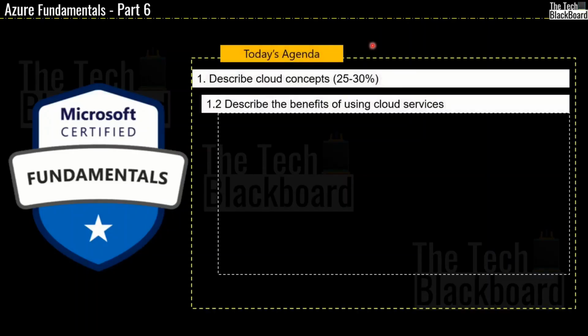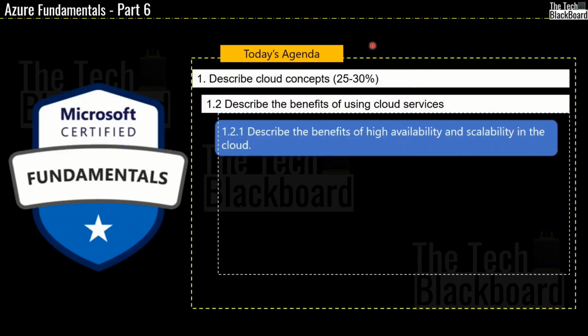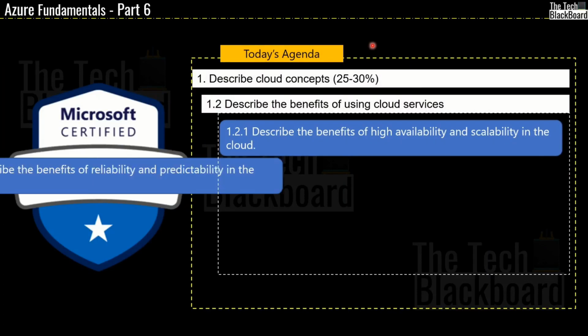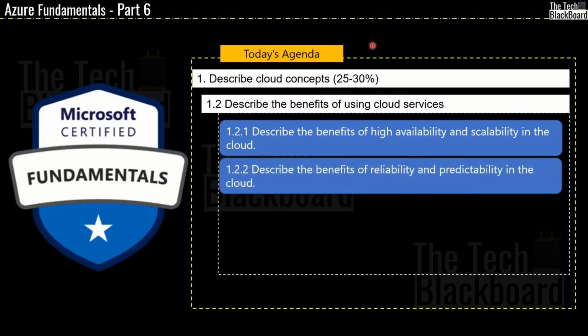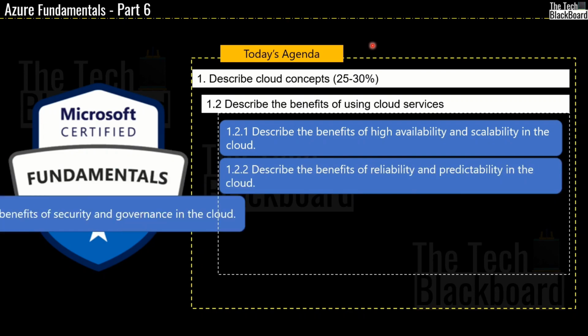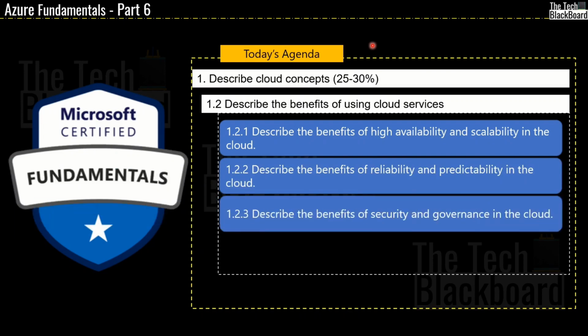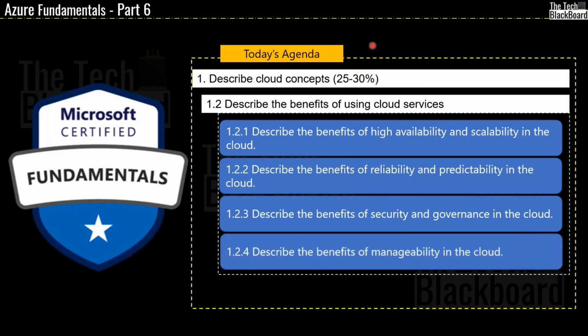Today in this part 6 of Azure Fundamentals, we are going to understand the benefits of using cloud services. But before that, let's look at the agenda for today in a little bit more detail. In today's episode, we are going to describe the benefits of high availability and scalability in cloud. Then we will describe the benefits of reliability and predictability in the cloud. Then we will describe the benefits of security and governance in cloud. And lastly, we will describe the benefits of manageability in the cloud.